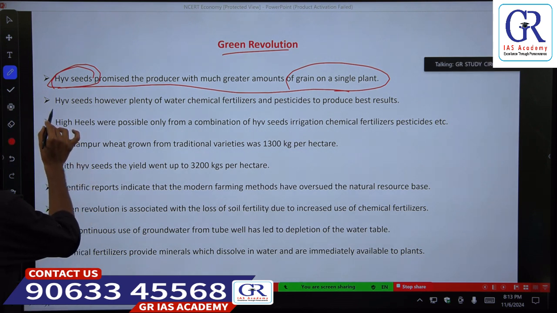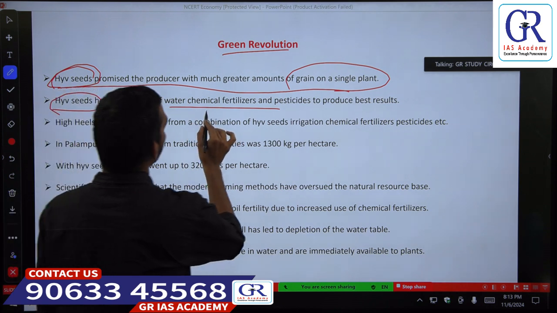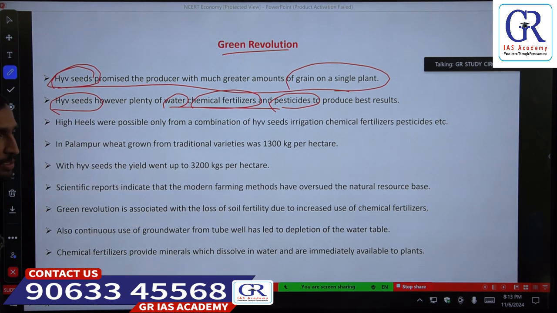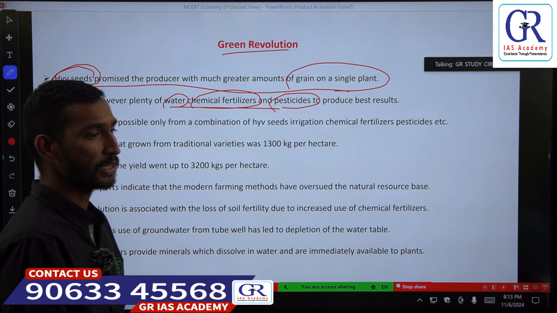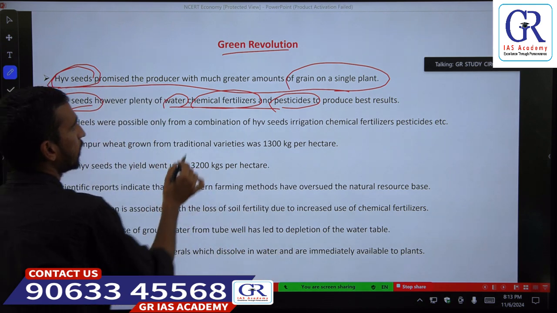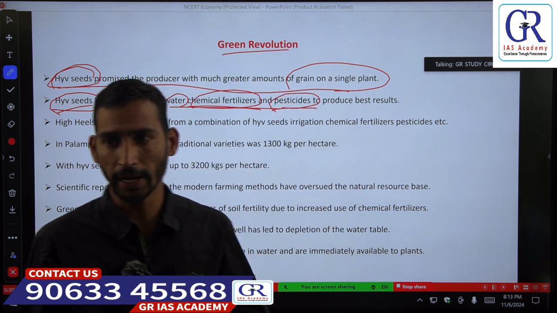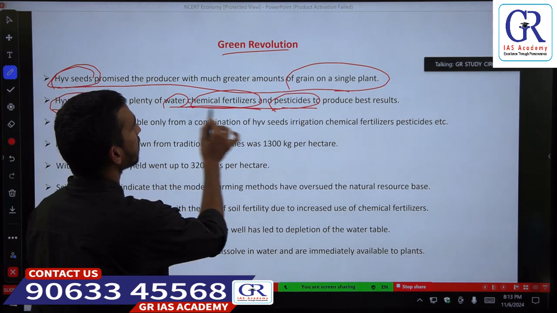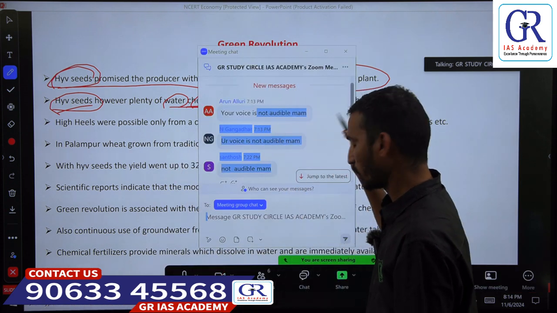Next, high yield variety of seeds consume more water. They use plenty of water, chemical fertilizers and pesticides. The water requirement is more, which means more irrigation facilities are required. Chemical fertilizers and pesticides have to be used. Earlier we used cow dung and natural manure as fertilizers, but now, due to modernization of the agriculture sector, we are using chemical fertilizers and pesticides. That's how we have increased production and productivity levels.